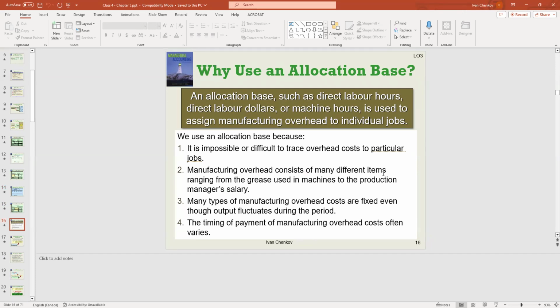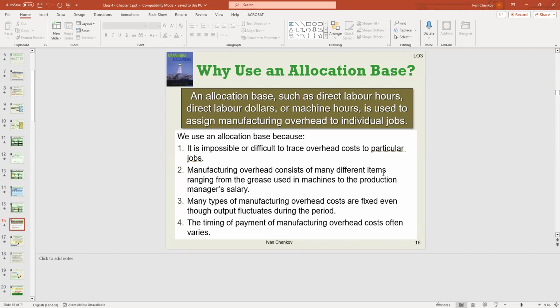But one thing that we have to remember, the allocation base has to be common for all our products. Why are we choosing that allocation base? Because it's impossible, or it's difficult, to trace that overhead cost to a particular job. Then manufacturing overhead is comprised of many different items.